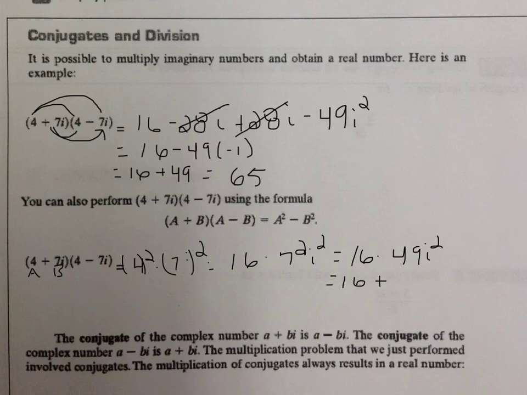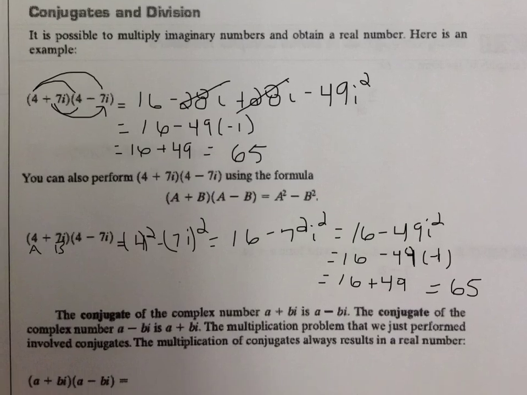Well, I shouldn't skip a step there. It's going to be 16 minus 49 times negative 1. And that gives me 16 plus 49, which still gives me 65. So you can use the shortcut, and again, I wrote a lot of steps in there. There is a way to shortcut a little bit with conjugates, and let's look at that below.